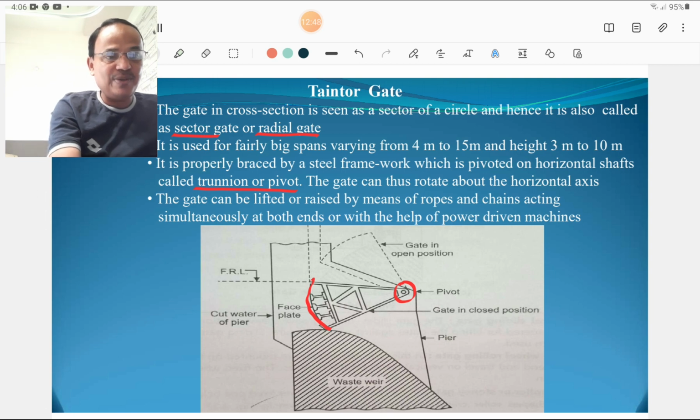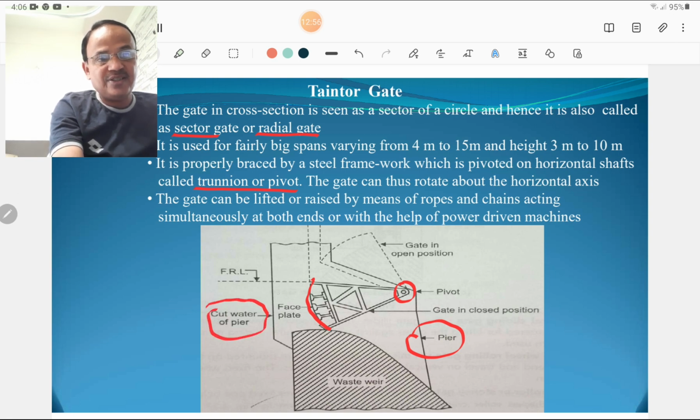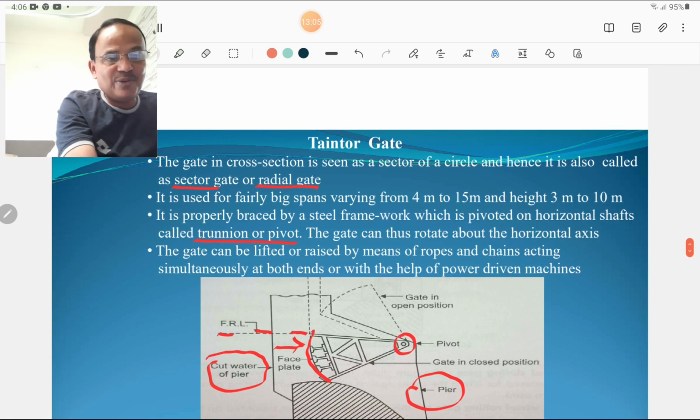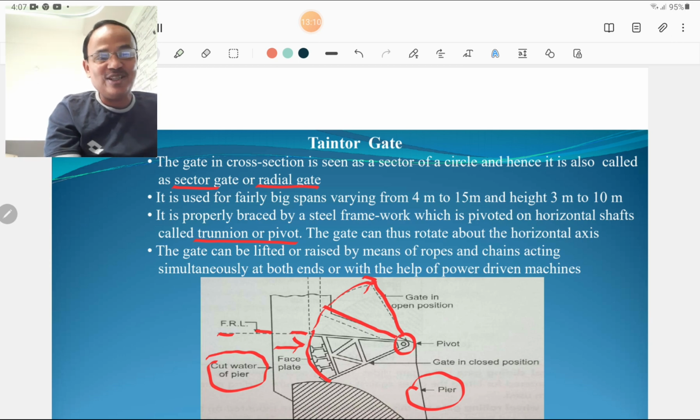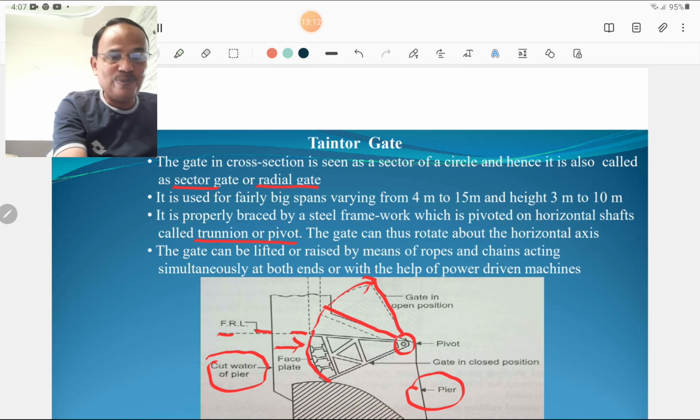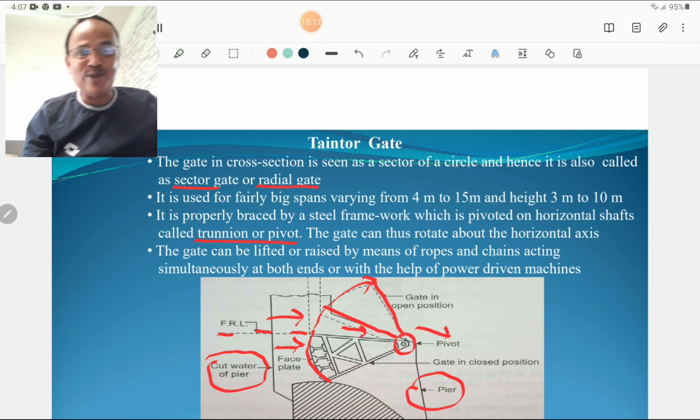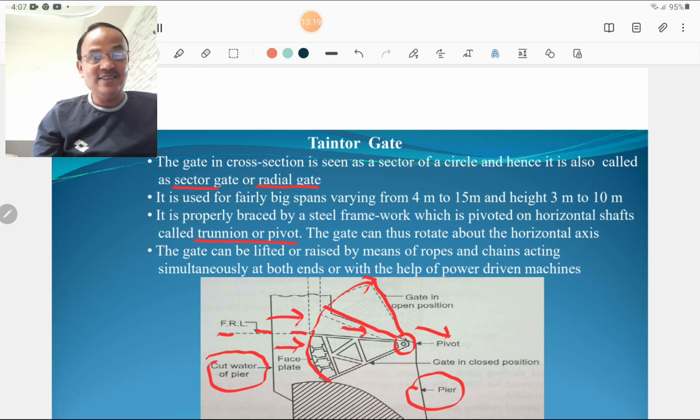So please look at this figure. This solid structure is called a pier. This is the cutwater of the pier, and this is the faceplate provided on the sector of that circle. This is the FRL or full reservoir level. When the gate is opened, it will be opened in this position or it may be like this one. So this is the arrangement of the gates to carry the water from the upstream side to the downstream side, and such an arrangement and such a gate is known as a tainter gate.